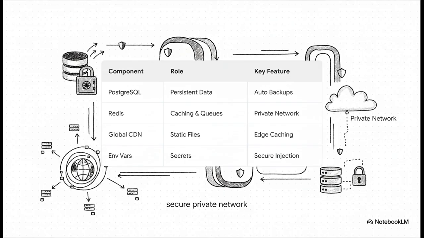Need to store data permanently? Boom, you've got managed databases like PostgreSQL. Need super fast caching or background job queues? You've got Redis. Need to serve images and other static files at lightning speed all over the globe? There's a built-in CDN. And for handling secret keys and passwords, environment variables are securely injected right when your app starts. And the best part? They all talk to each other over a secure, private network.